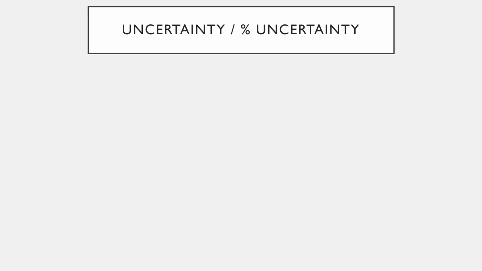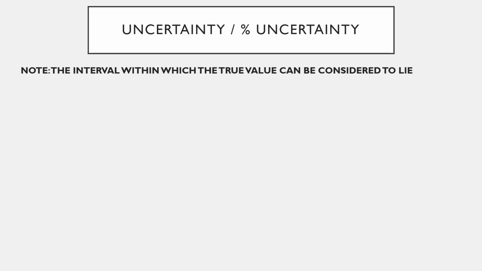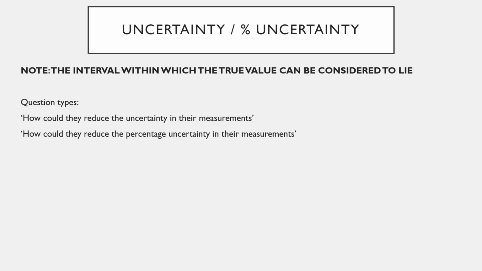Let's talk about uncertainty versus percentage uncertainty. What the uncertainty is, reminding ourselves of what the glossary said, it's the interval within which the true value can be considered to lie. And it is giving your level of confidence in your readings when you've considered all the instruments that you've used. The typical questions that come up with this is how could they reduce the uncertainty in their measurements, or how could they reduce the percentage uncertainty in their measurements?